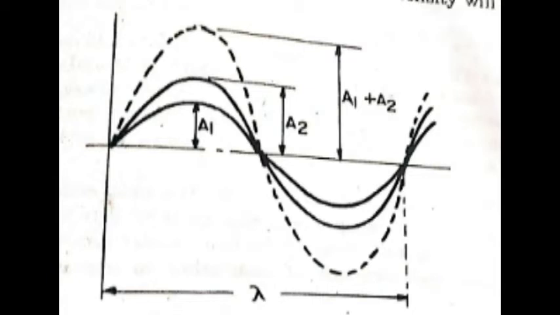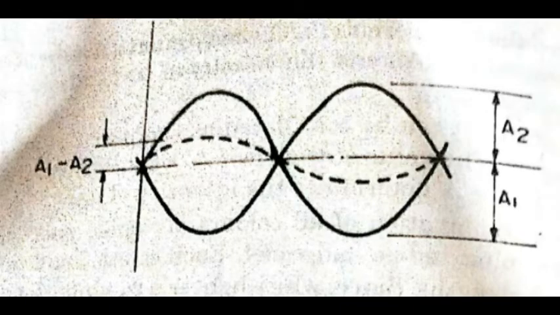However, if these two waves with the same amplitude are out of phase, then the resultant intensity will be zero, and the result will be a dark spot. So if both waves having the same amplitude are in phase, the intensity becomes twice, that means a bright spot will appear. If they are out of phase, the resultant intensity will be zero, and the result will be a dark spot.